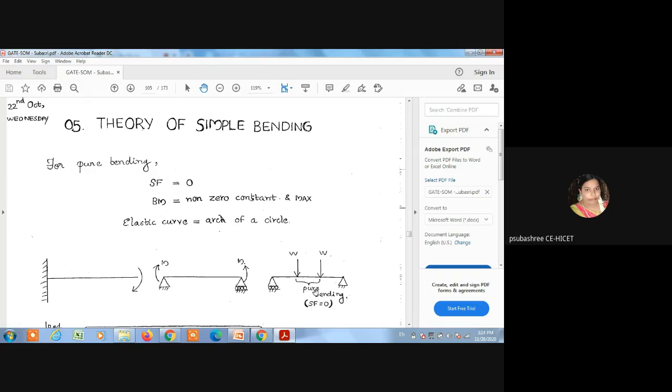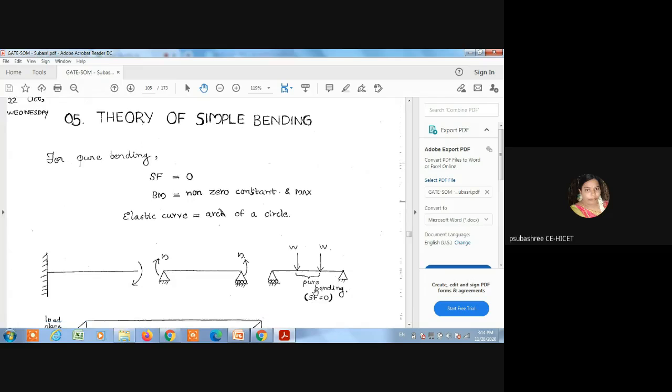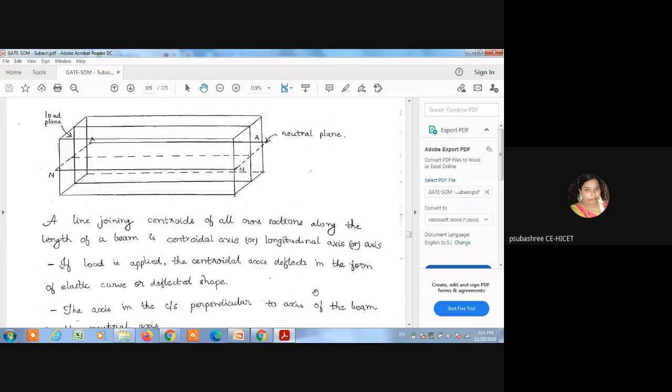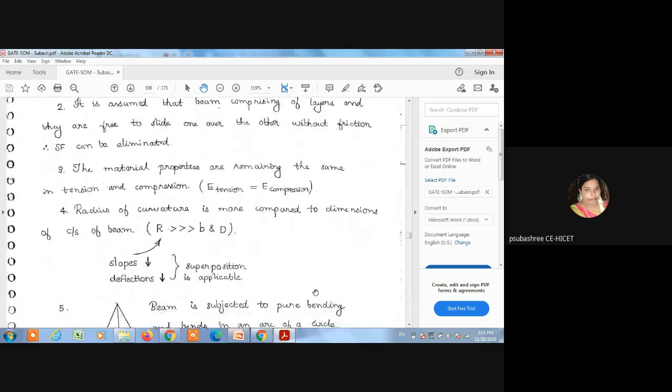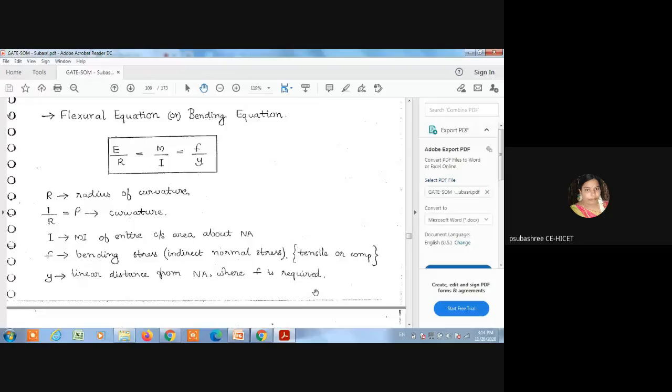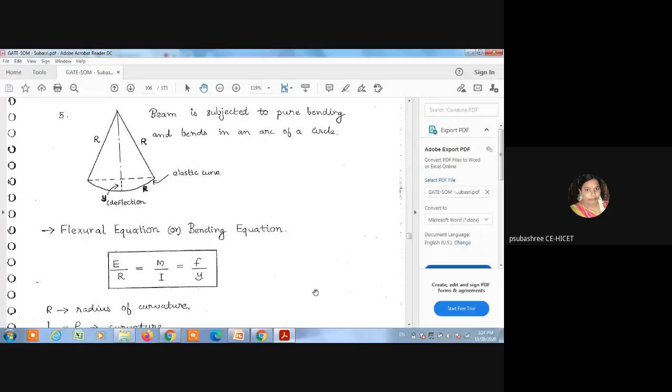The next topic is theory of simple bending. You have already studied the theory of simple bending in the mechanics of solids paper. What is the formula here? It's a very important formula. Please note it down.